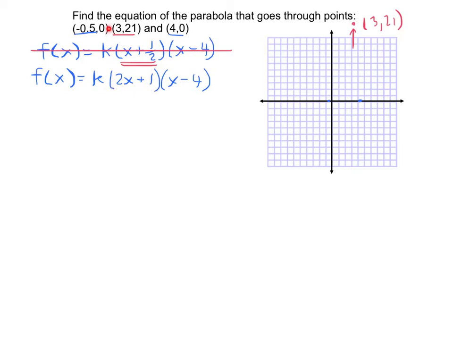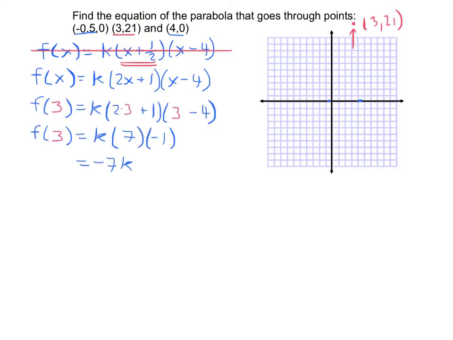And now I can plug in my 3, 21. Evaluate, and I know that f of 3 is, when I insert 3, I have to get out 21, so f of 3 is 21. Solve it, and I got my scalar. K is negative 3. Okay, take this, plug it back into the original. This was not the original. That's some garbage that we crossed out there. It would have worked, but we would have had some fractions. So take it, plug it back in here.